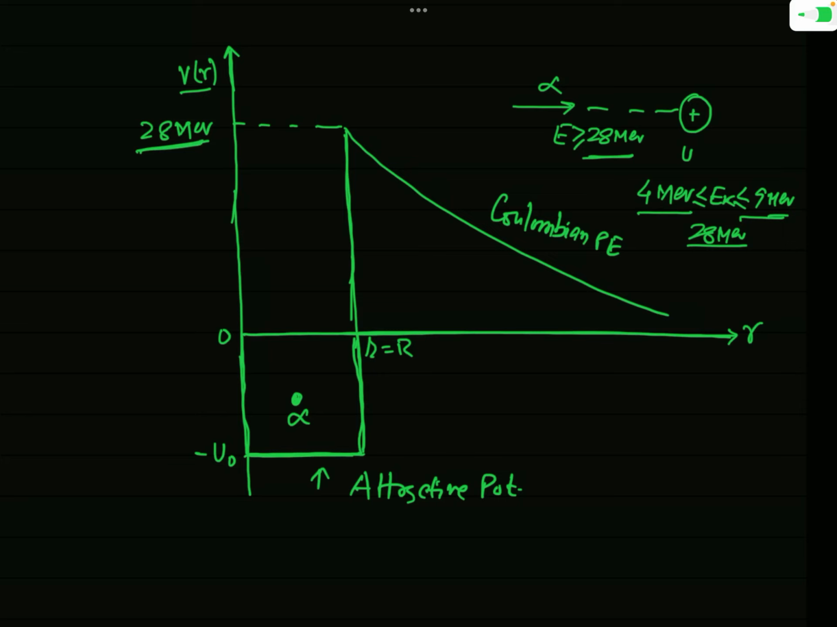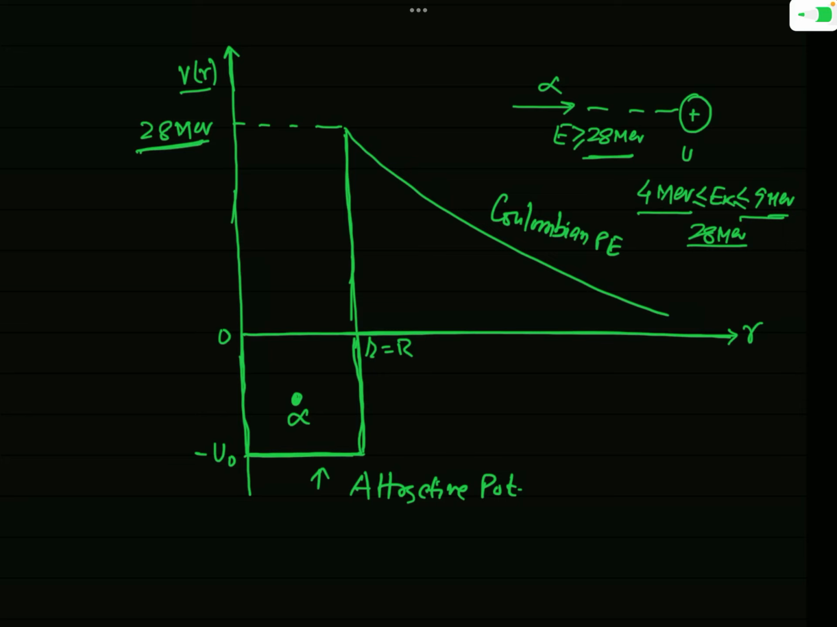But in practice, it is seen that alpha decay takes place. So definitely we can say that classical physics or classical mechanics is not sufficient, is not able to explain how the alpha particle escapes from the nucleus. So in one sentence you can say that the process of alpha decay cannot be explained classically. Classical physics cannot explain it.